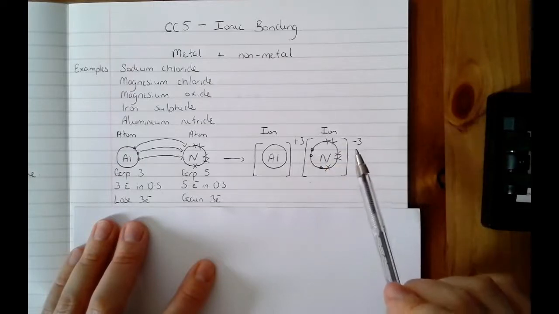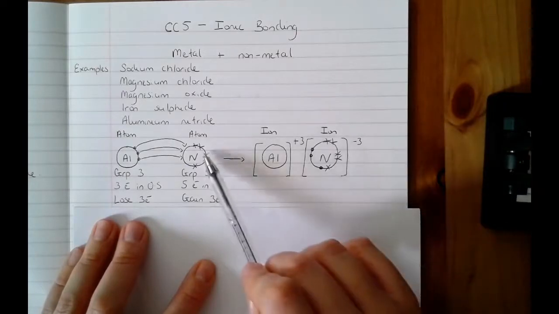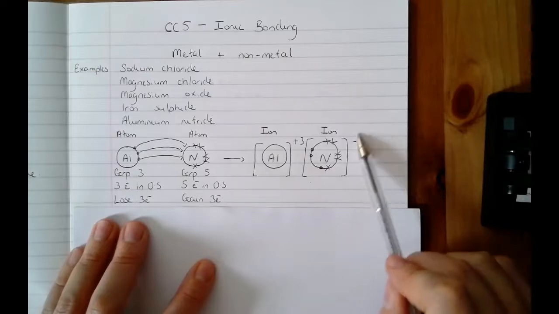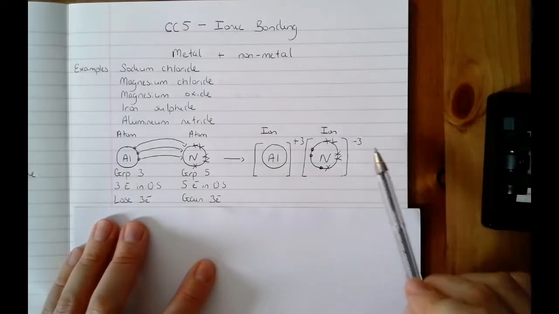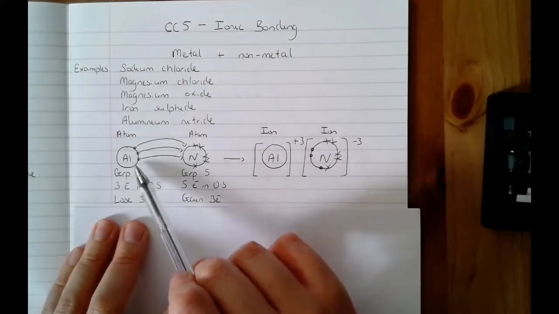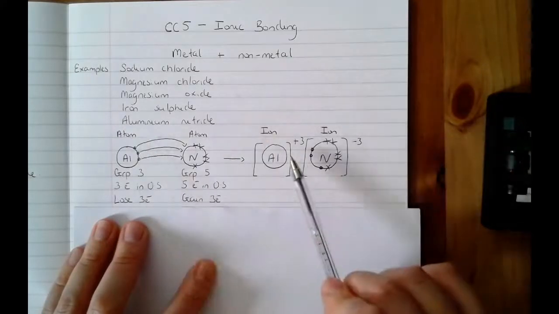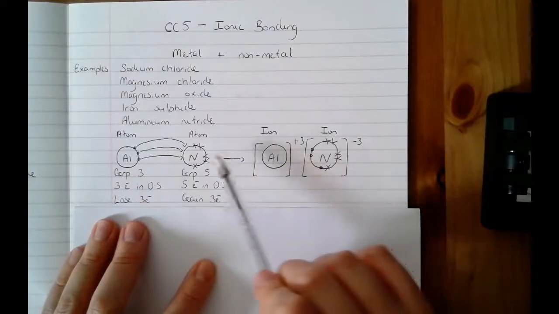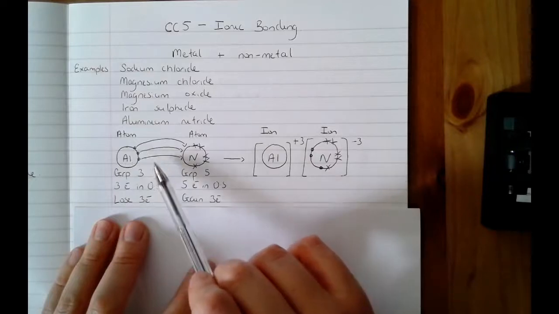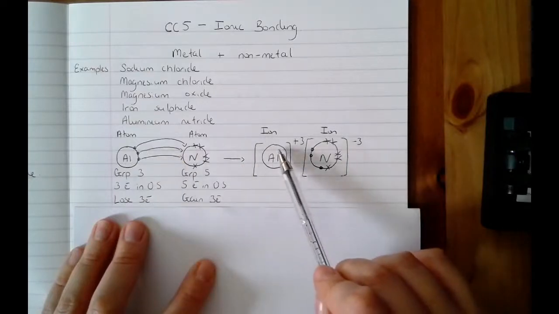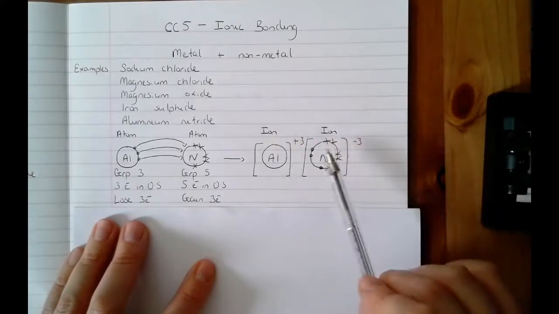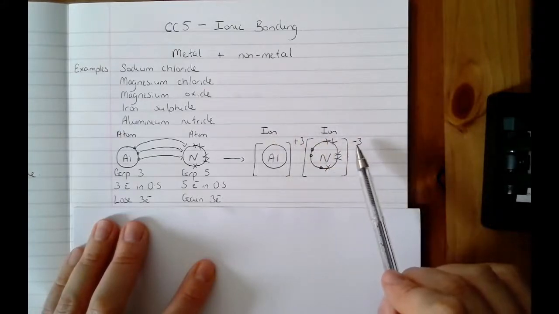Remember, electrons themselves are negatively charged, so if nitrogen is gaining 3 electrons, it's gaining 3 negative charges, which is why it ends up with a -3 charge. Pay attention to the words I've written above. On this side, I'm describing aluminium as an atom, but on the other side, I'm describing it as an ion, and I've done the same with nitrogen. Okay, when they've got all of their electrons, they are atoms, but when an atom loses or gains electrons, we then refer to it as an ion. Ions always have a charge.